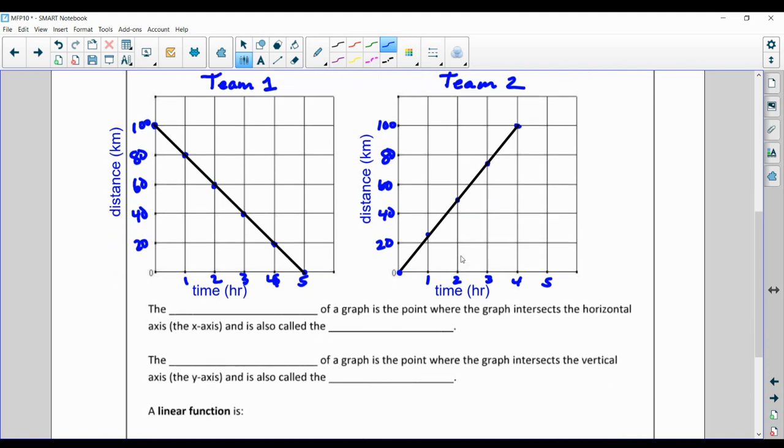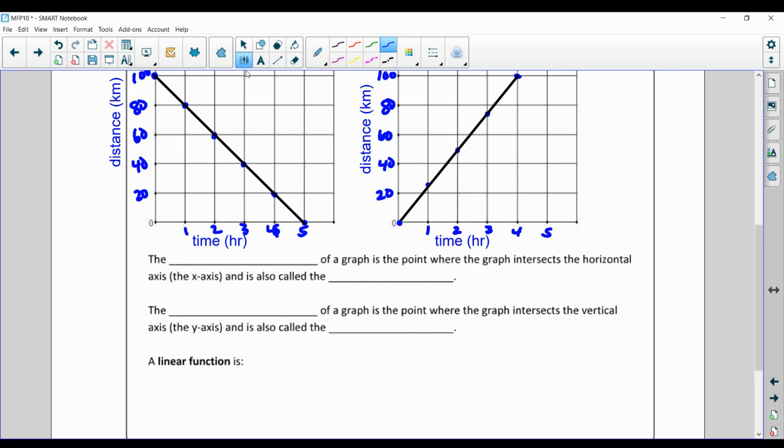Okay, so let's go ahead and fill out some of these blanks here. So the intercept of a graph is the point where the graph intersects the horizontal axis. We're going to call that one the x-intercept.